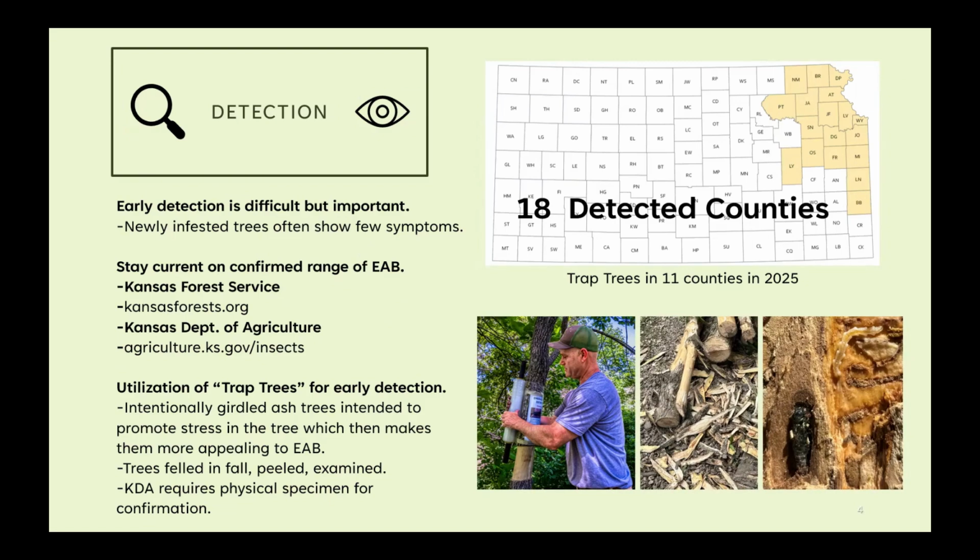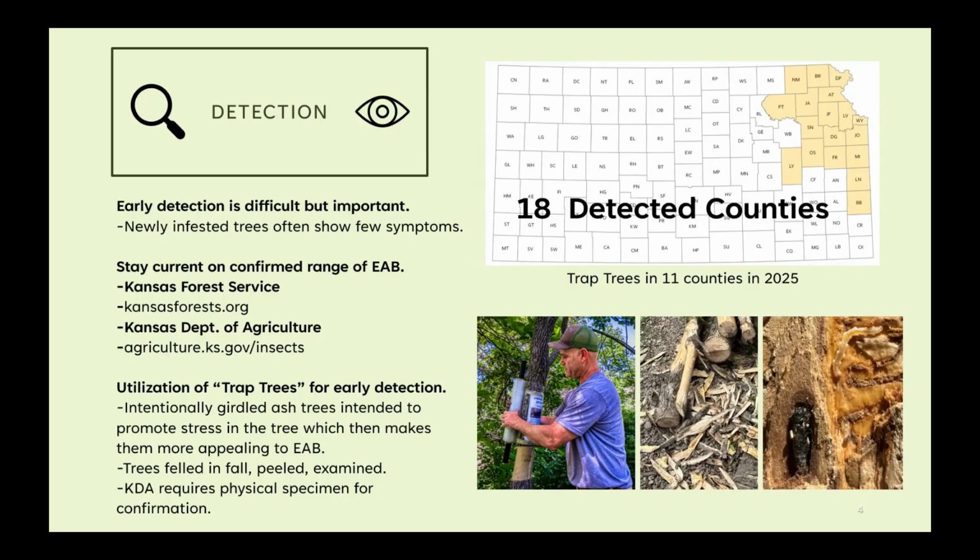One way to stay up to date on the presence of EAB detections is to check out the Kansas Forest Service website listed there on your screen. KFS maintains a map that reflects the current known range of EAB within the state. And as you can see, as of 2025, we have 18 counties confirmed. Three of those were confirmed just this year, those being Pottawatomie, Linn, and Bourbon counties.